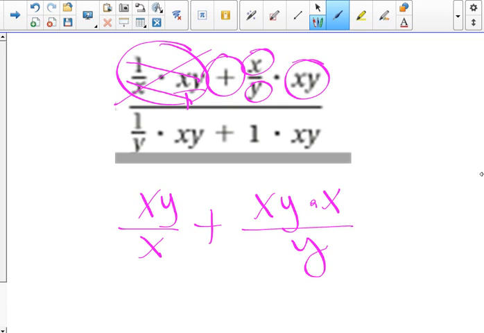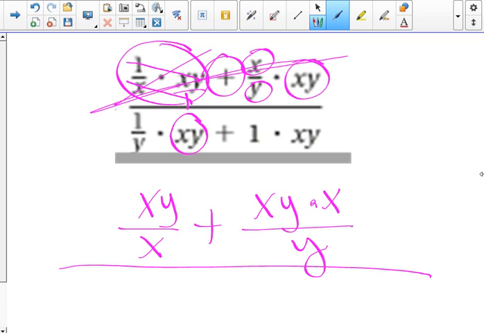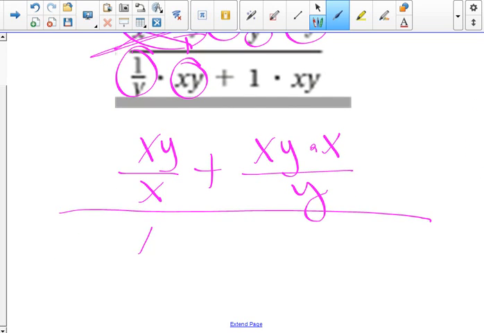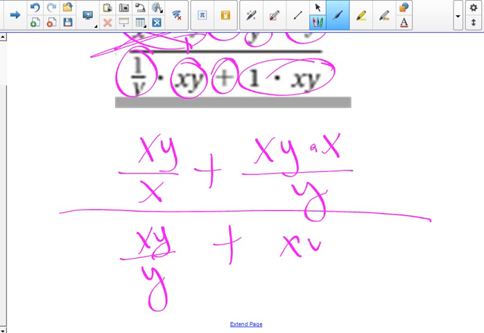Okay. So now the numerator's done. Now let's do the denominator. xy over y plus 1 times xy is just xy. So we just distributed that xy to every single term.